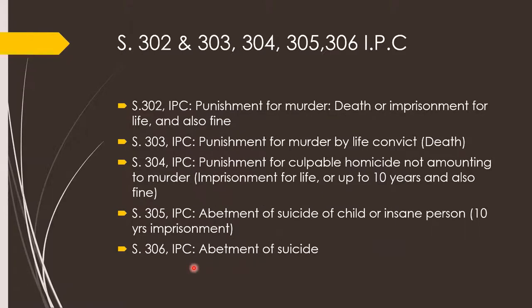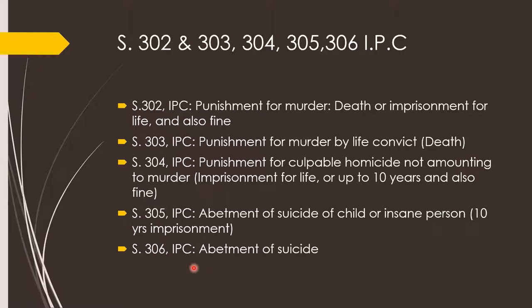So we'll be dealing with the different sections that are applicable to injuries. Section 302 IPC is punishment for murder. Usually the punishment will be death sentence or imprisonment for life and also fine. Section 303 IPC explains punishment for murder by a life convict.